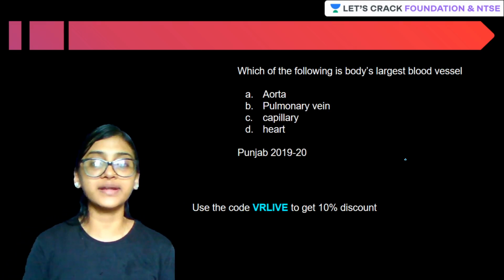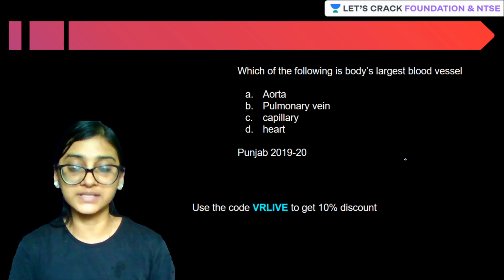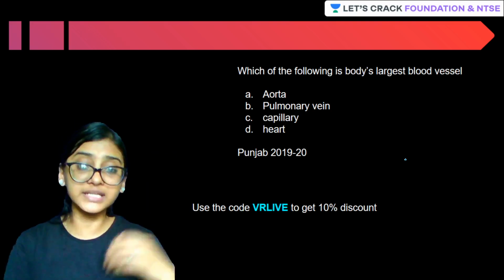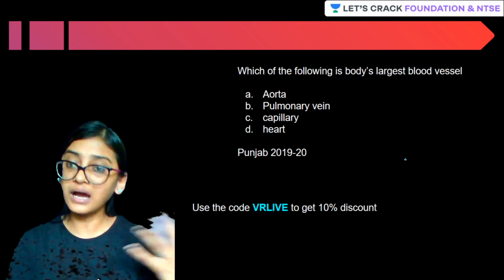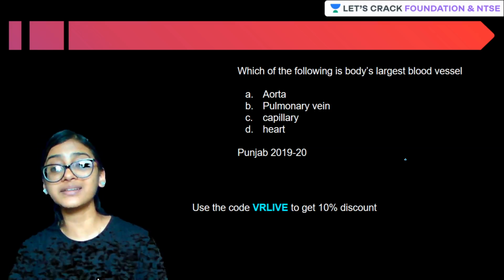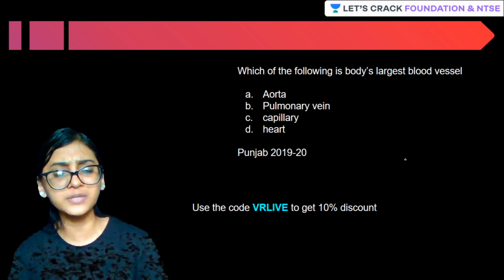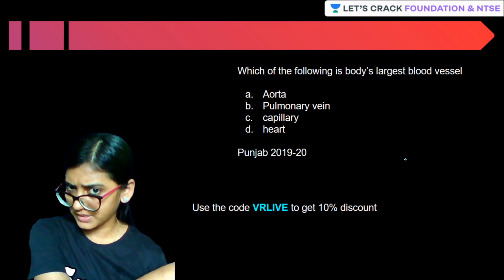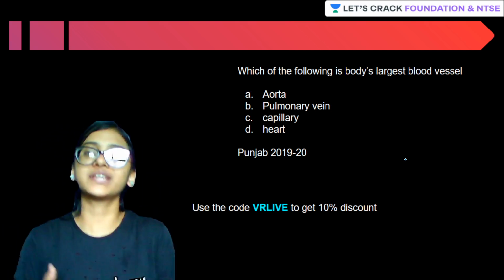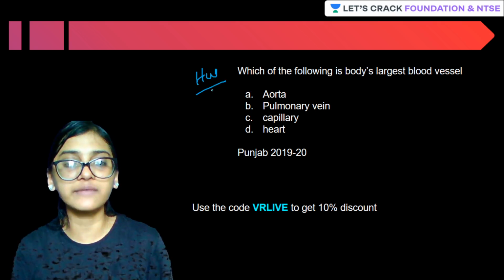Next question, students. Which of the following is the body's largest blood vessel? Is it aorta, pulmonary vein, capillary, heart? Which of the following is the body's largest blood vessel? Do you want this as a homework question? Is it the heart? What is the heart made up of? Is it capillaries or pulmonary veins? Aorta? Yes. Two homework questions I have already given you.